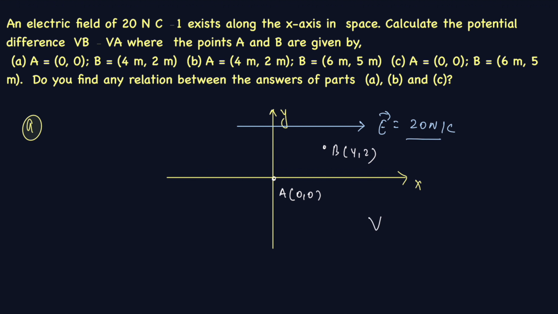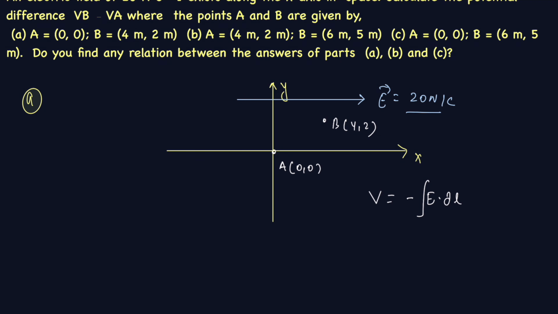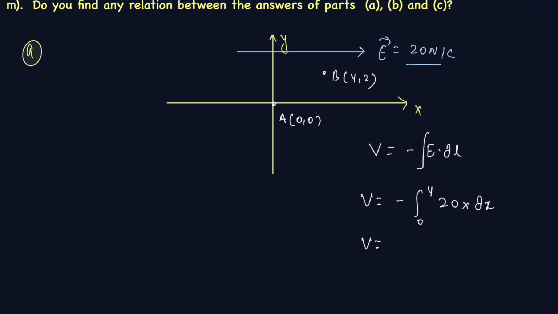So here we will use the formula V is equal to minus E dot dl, because electric field is along the x-axis. So we will take the coordinate of x-axis, means our coordinate is here 0 and 4. So V is equal to minus integral from 0 to 4 of 20 dx. V is equal to minus 20 into 4 minus 20 into 0. So V will come as minus 80 volt.